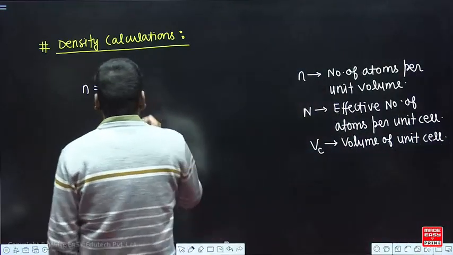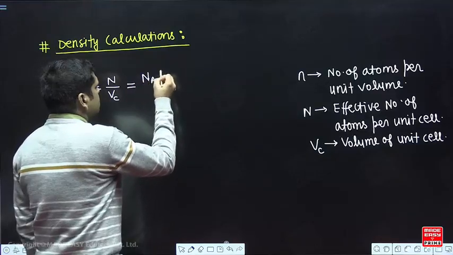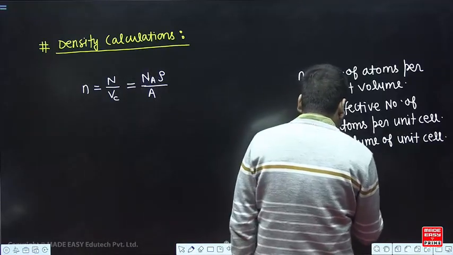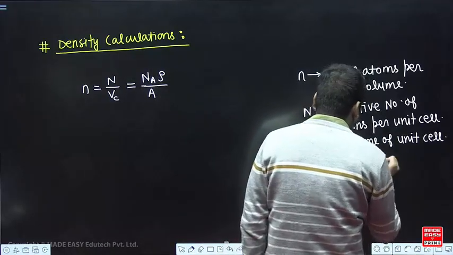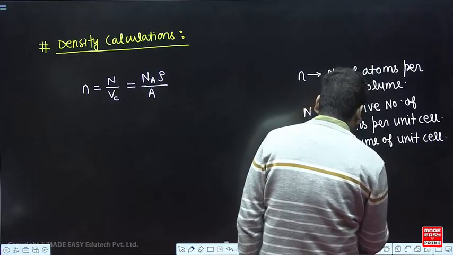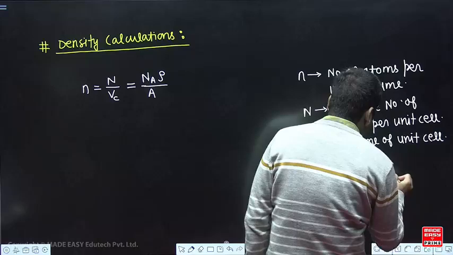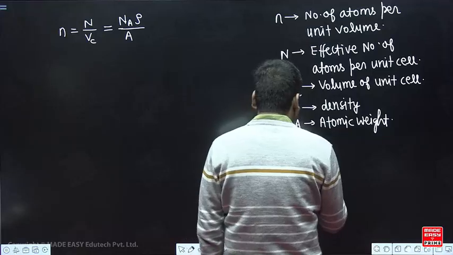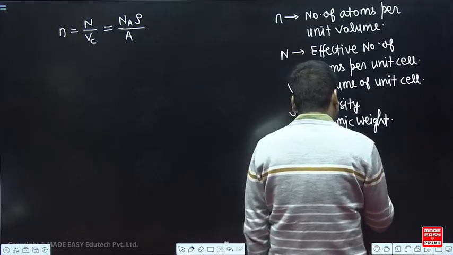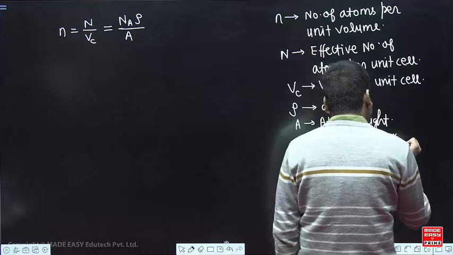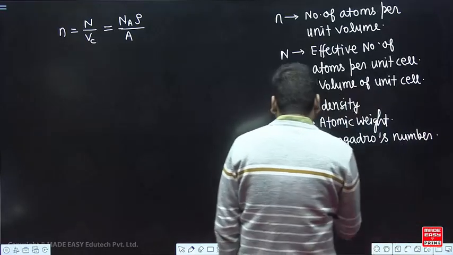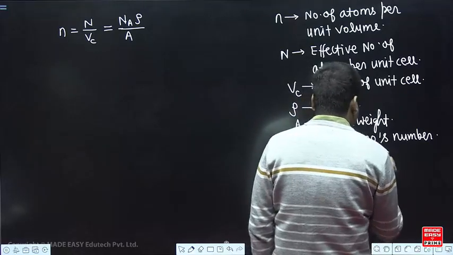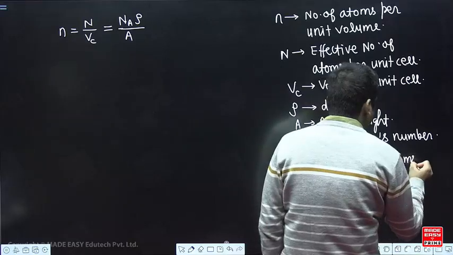This would be given as N_A ρ / A, where ρ is density, A is atomic weight, and N_A is Avogadro's number. N_A is 6.023 × 10^23 atoms per mole.